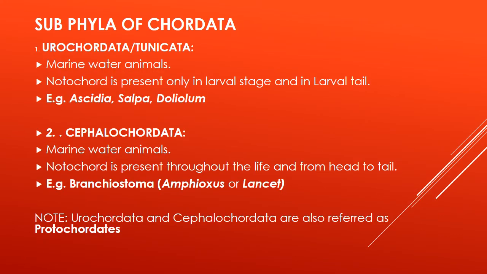So, subphyla of chordata. This is very important. Normally in previous year question papers, you could see questions from the subphyla of chordata. Normally you see three subphyla of chordata. One is Urochordata. It is also called Tunicata. Please remember the names: Urochordata, Tunicata. Marine water animals. Cephalochordata and Urochordata are also considered as invertebrates of chordates, because they look like invertebrates, but they are chordates. That means they have a notochord. They are 100% marine water.